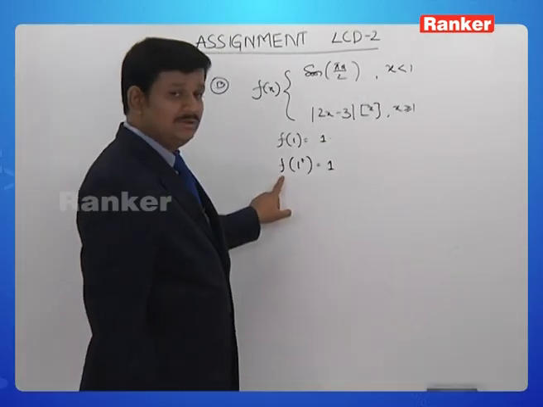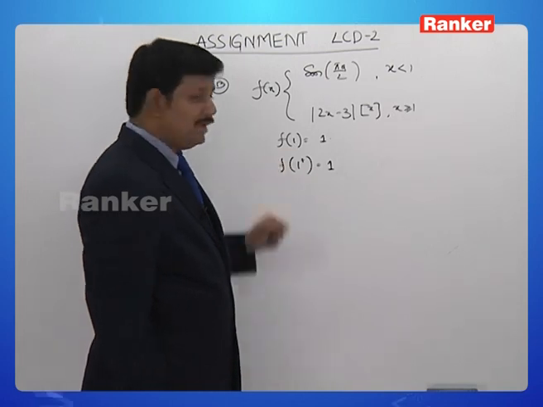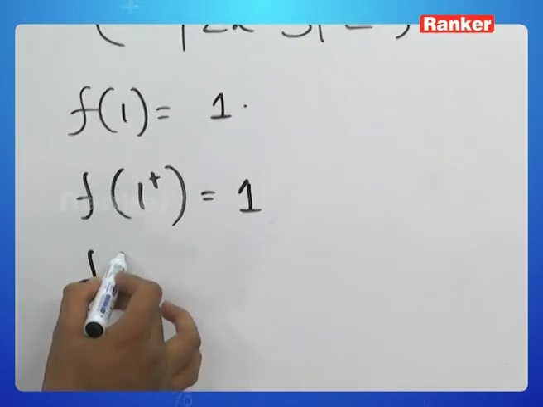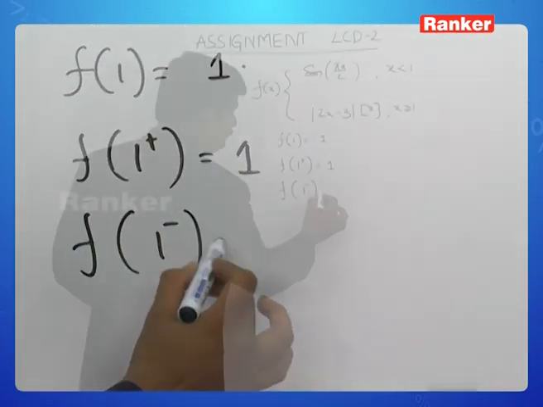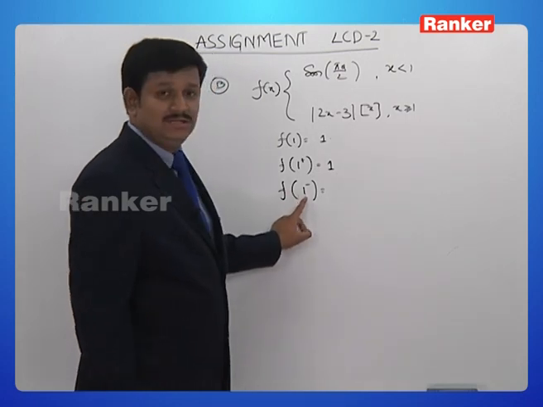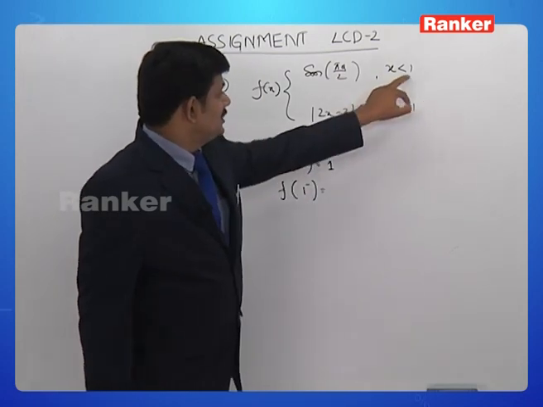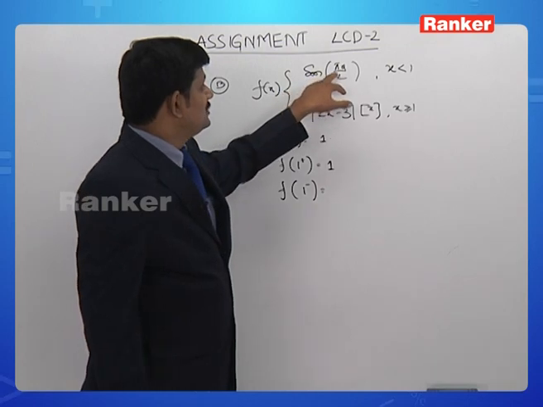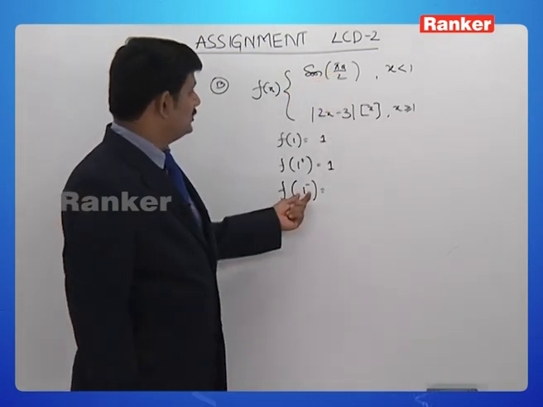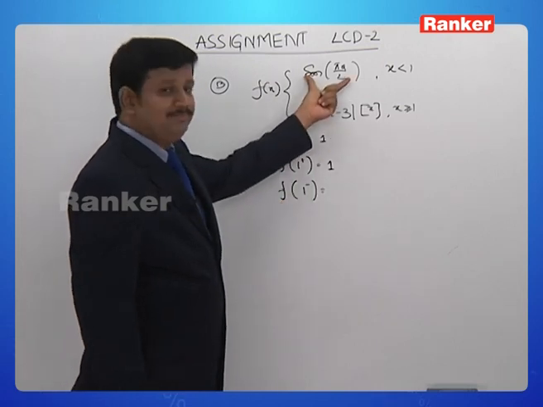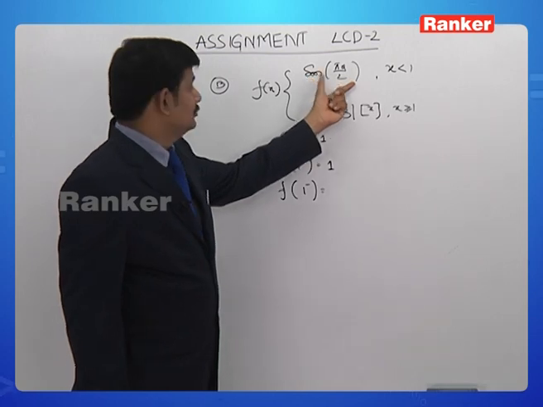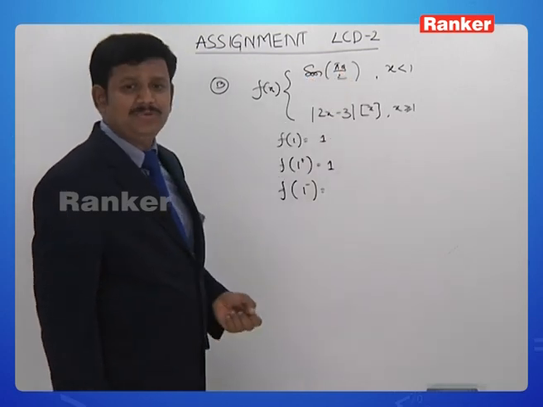So, right hand limit is 1 and is same as function value. Let us also evaluate left hand limit, f of 1 minus, that is x is slightly less than 1, and whenever x is less than 1, function is given by sine of pi x by 2. So, we have to evaluate limit x tending to 1 minus sine of pi x by 2, that is we have to evaluate the value of sine pi x by 2 when x is slightly less than 1.